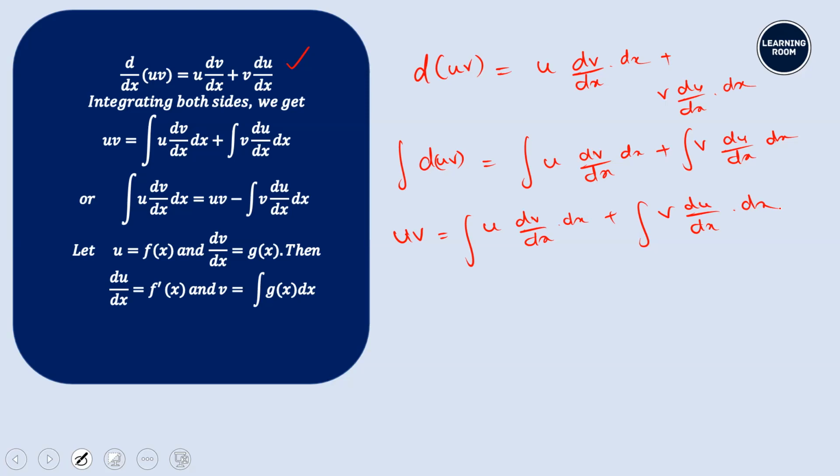I'll take this integral of v into du by dx of dx to the other side. When I shift this integral to the left-hand side, I get the integral of u into dv by dx of dx is equal to uv minus the integral of v into du by dx of dx. Accepted?